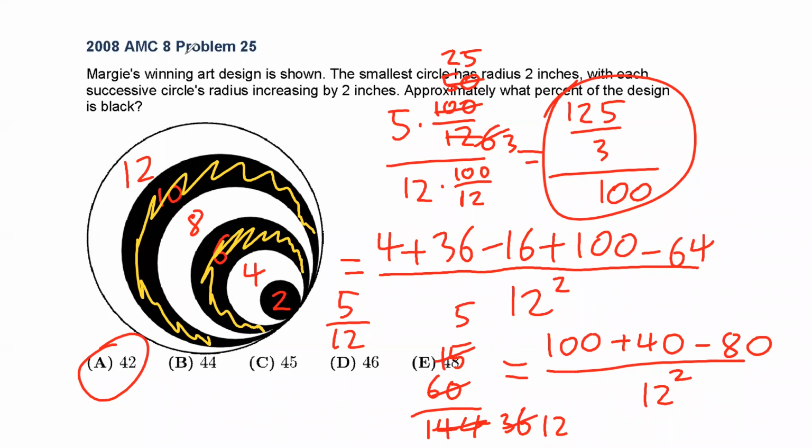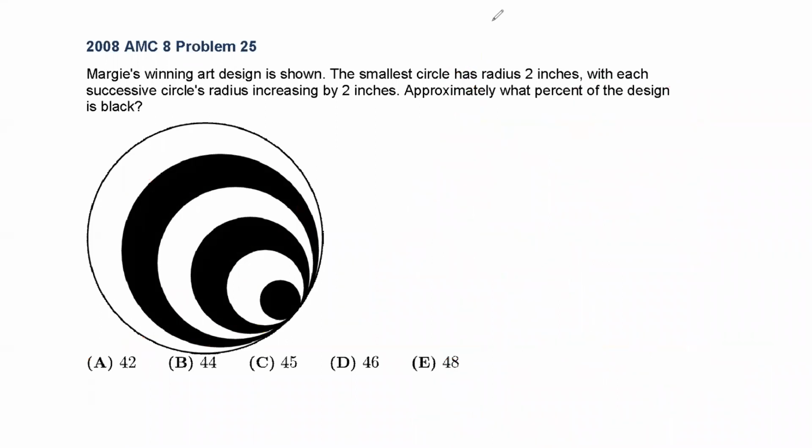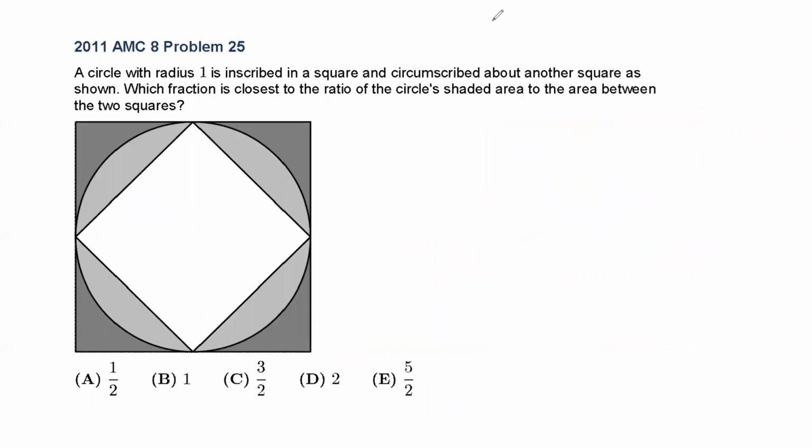Okay, so moving on. A circle with radius 1 is inscribed in a square and circumscribed about another square, as shown. Which fraction is closest to the ratio of the circle's shaded area to the area between the two squares?